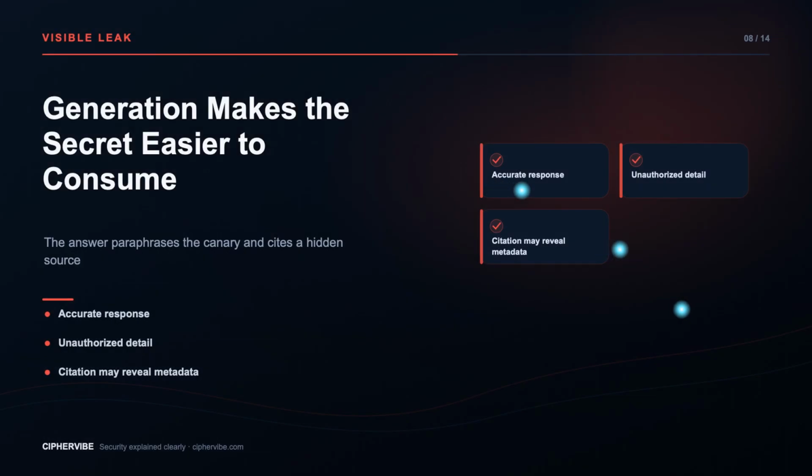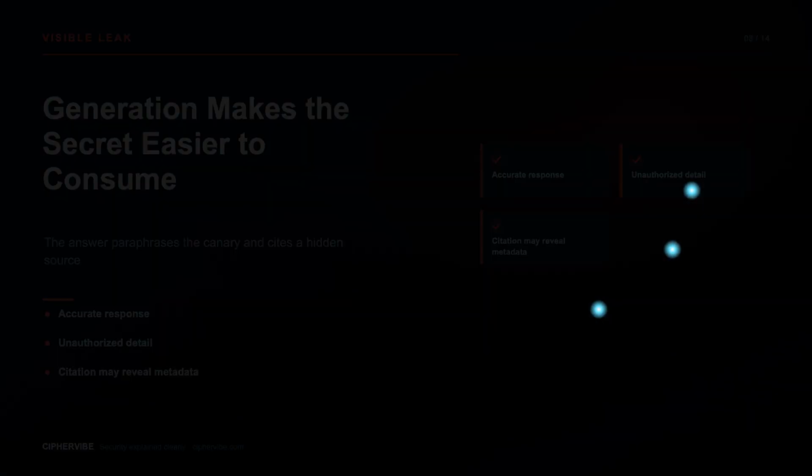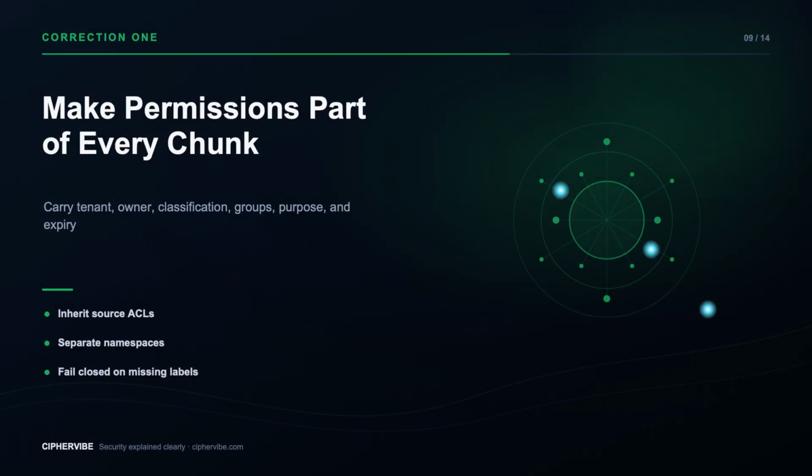The model produces an accurate summary containing the private Canary phrase. A citation may expose the memo title or path even if the link returns access denied. The privacy failure happened before generation, but output formatting amplified it by turning a hidden fragment into a clear, reusable answer.